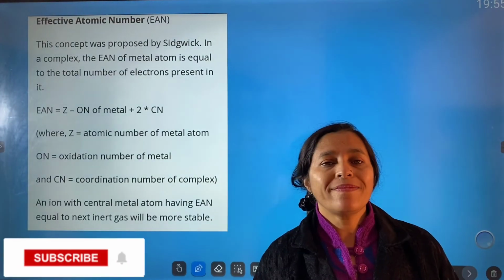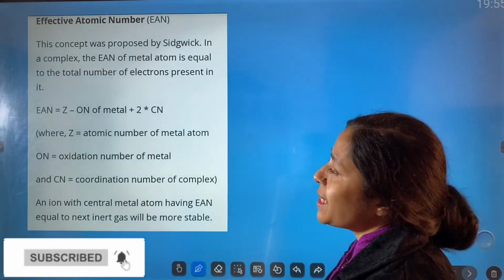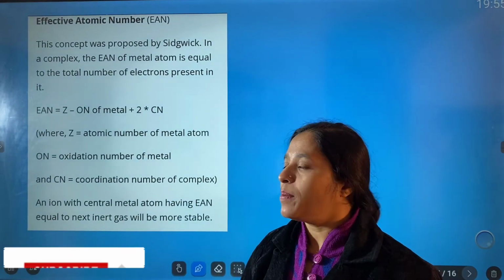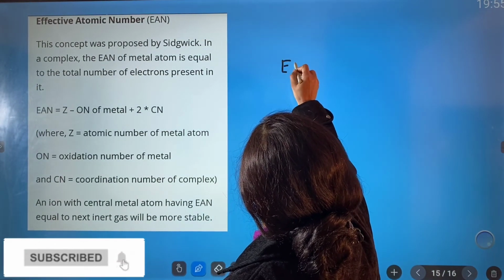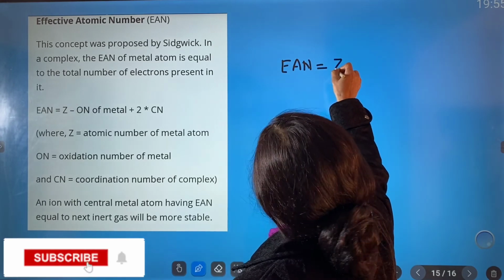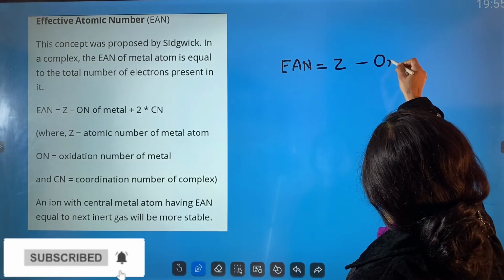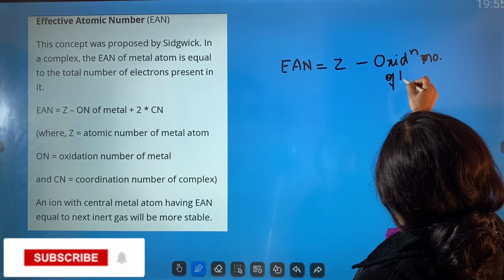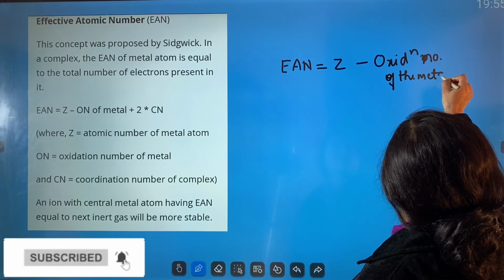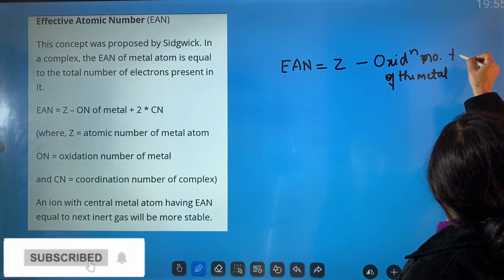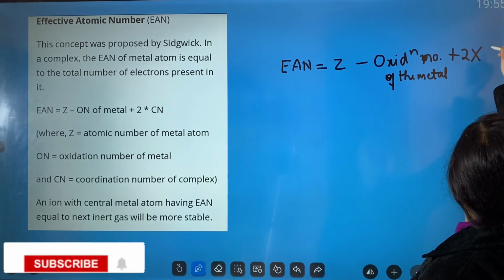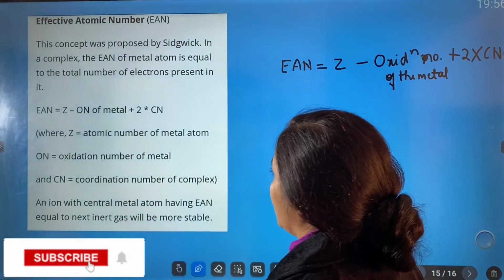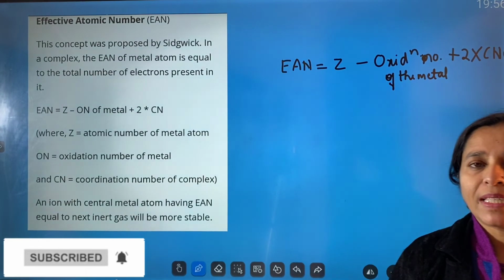The last one is the effective atomic number. This concept was proposed by Sidgwick. Now in a complex, the effective atomic number of a metal ion is equal to the atomic number of the element minus the oxidation number of the metal, plus 2 multiplied by the coordination number of that metal ion. So this is how we are going to calculate the effective atomic number.